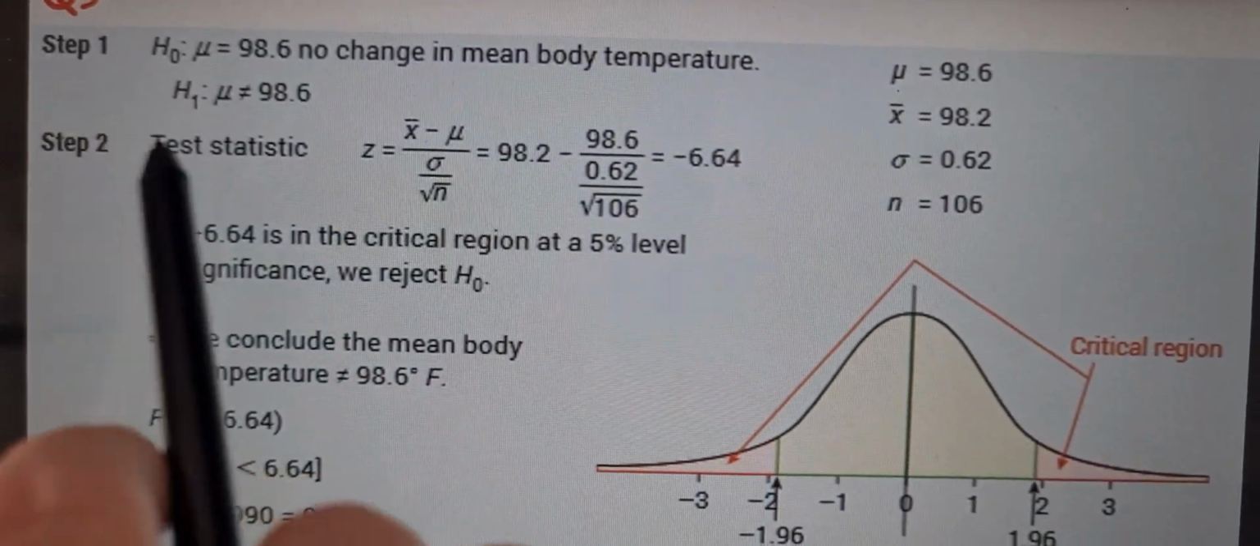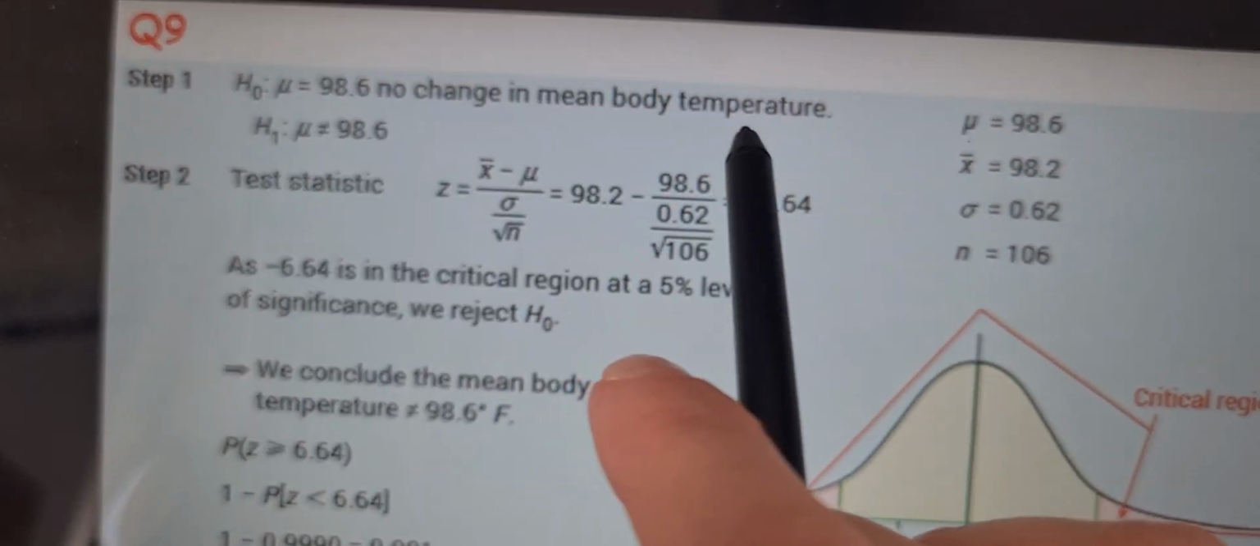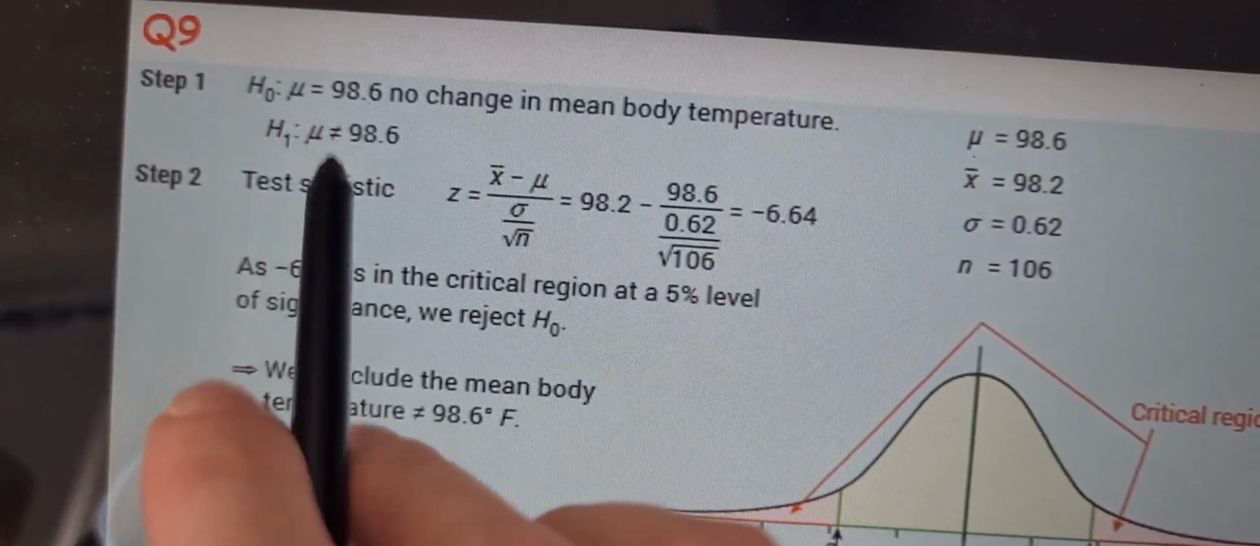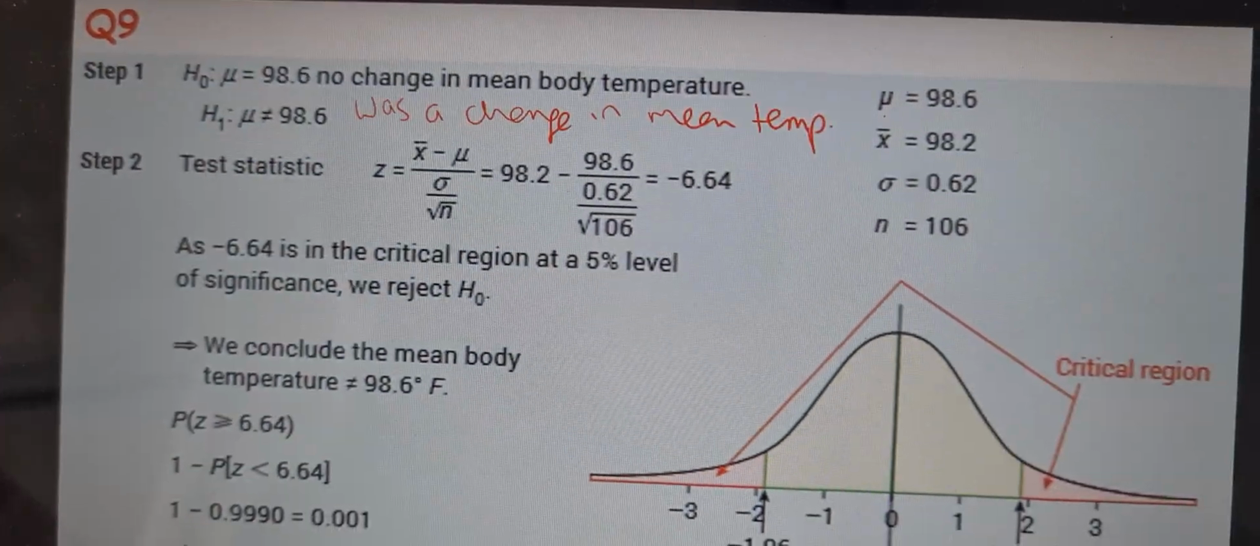So the null hypothesis: mu is equal to 98.6. That would mean there was no change in the mean body temperature. The alternative hypothesis is where mu is not equal to 98.6, which means there was a change. And you write in that sentence.